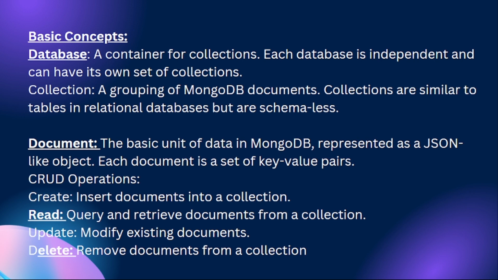Now talking about the document, the basic unit of data in MongoDB, represented as a JSON-like object. Each document is a set of key value pairs which performs CRUD operations, meaning create, read, update, and delete. Create means insert documents into a collection. Read, query and retrieve documents from a collection. Update, modify existing documents. Delete, remove documents from a collection.